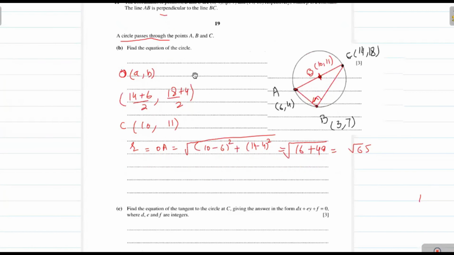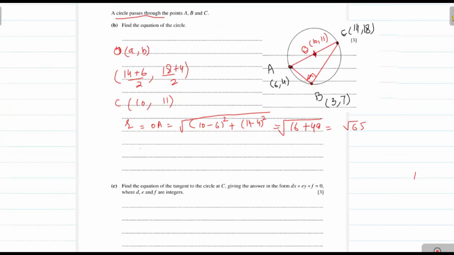Now the equation of the circle is (x minus a) whole square plus (y minus b) whole square equal to r square. Therefore, we can write here (x minus 10) whole square plus (y minus 11) whole square equal to (square root of 65) whole square. The square root would be cancelled, and this is the equation of the circle, and this is the answer.